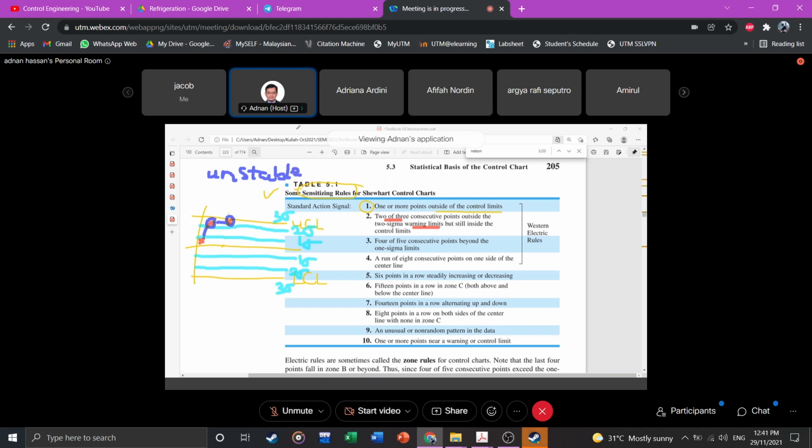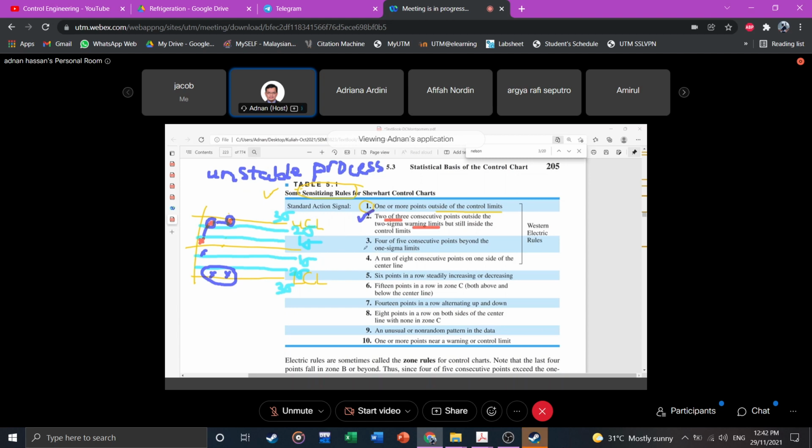By looking at 3 points, we can say that the process is unstable, provided that it is 2 points beyond 2 sigma. The same thing might be happening here. This 2 sigma, maybe out of 3 points, the earlier point maybe here, and 2 points here. So this also shows the process is unstable. This is rule number 2.